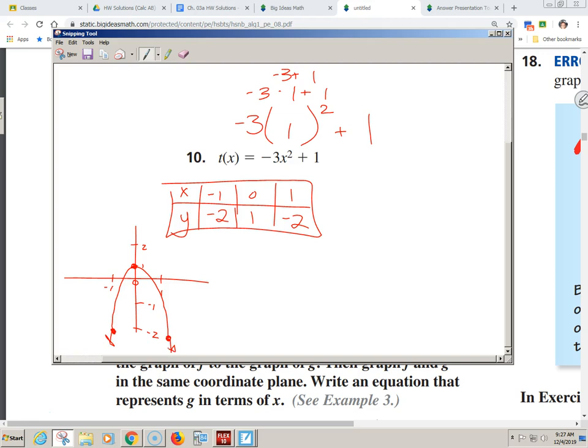Were you guys doing domains and ranges last night or something? Or were you just graphing and describing? Perfect. Thanks, guys. Keep this homework out. Don't put it away. Come around and make sure you get points for working on it.